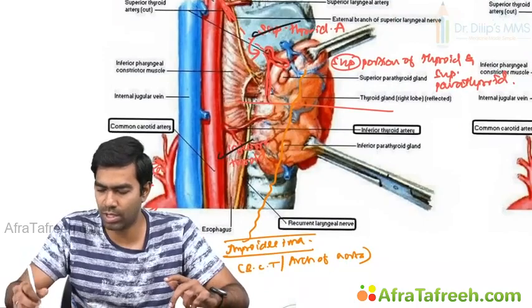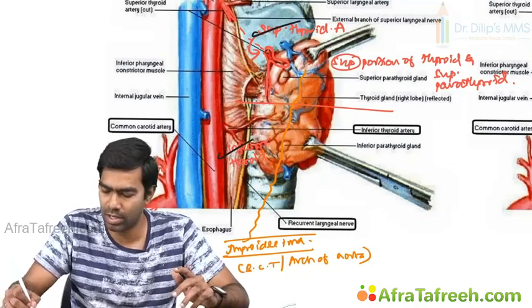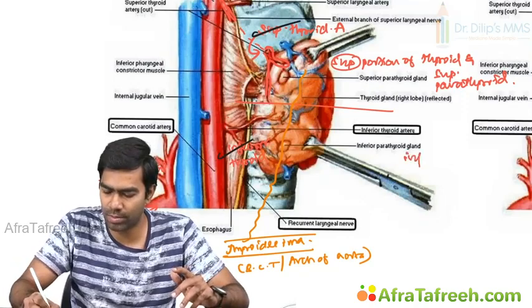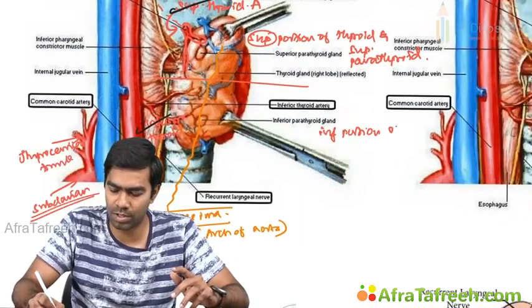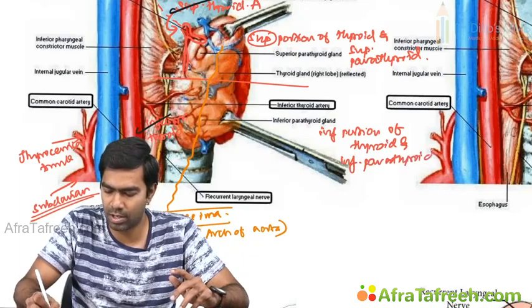We didn't tell you what the inferior thyroid artery is going to supply. The inferior thyroid artery is going to supply the inferior portion of the thyroid gland. Along with that, it will also be supplying the inferior parathyroid gland.